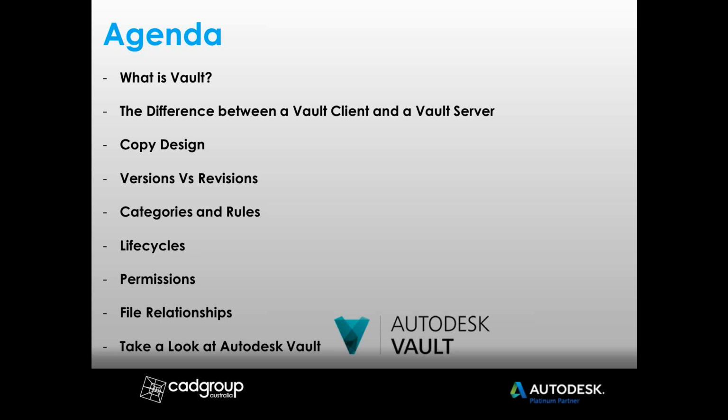Then we're going to move on to categories and rules and how they work and how they benefit your business. And then on to life cycles, going through all the different states and how categories, life cycles, and revisions all work together. I'm then going to launch up Autodesk Vault. We're going to take a bit of a tour around the interface and show you where everything is. I'm going to look at a few permissions, setting up different roles for different users, a few different file relationships and how to navigate around the Vault environment. And then I'm going to put an assembly and some parts through a bit of a test run and show you how everything works together.